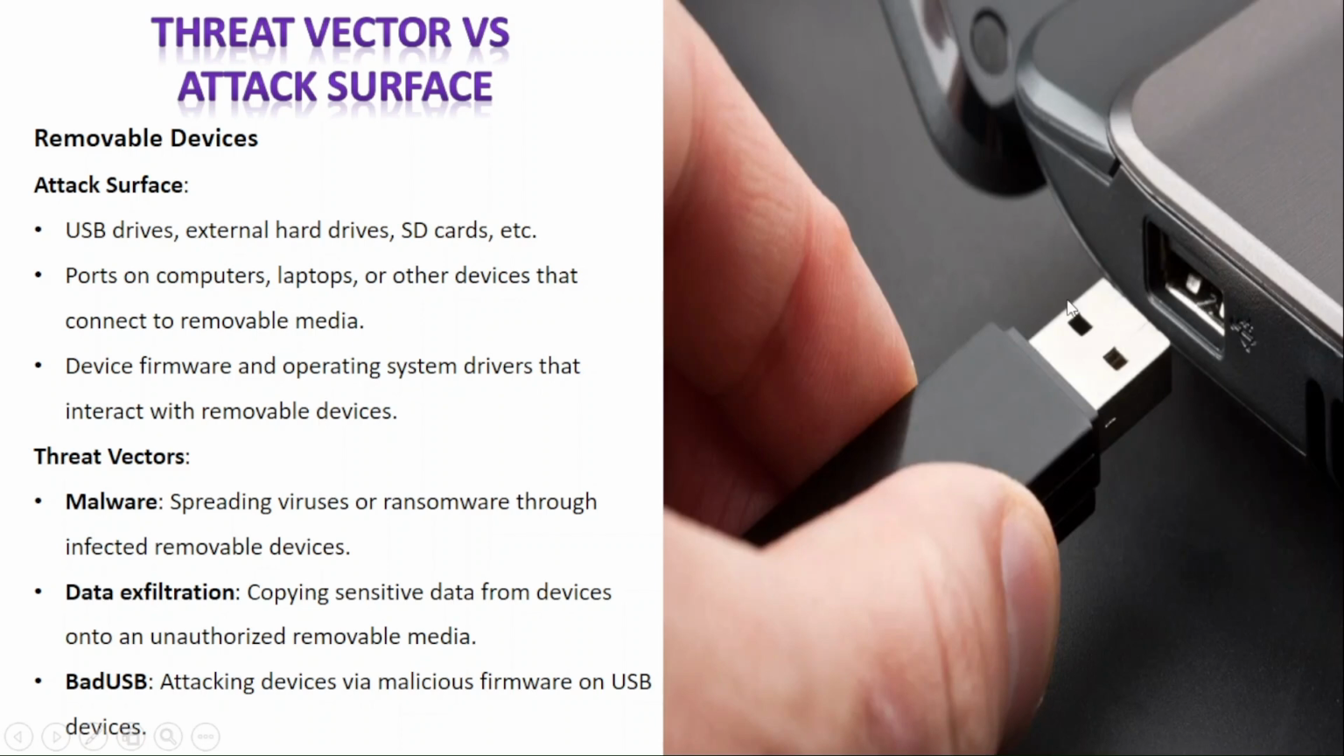So they are also attack surface and can be compromised. So what are the threat vectors? Malware. USB is the main delivery source for malware spread, spreading viruses or ransomware through infected removable devices.